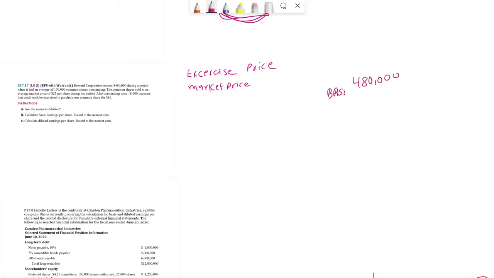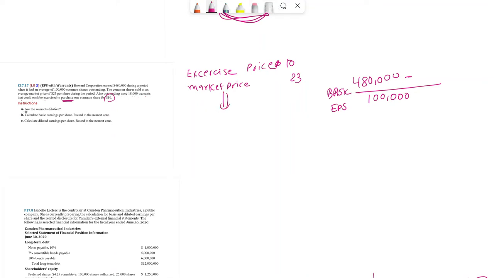That is your basic, to calculate your basic earning per share. They had an average of 100,000 shares, so that's my 100,000. The common shares sold at an average price of 23, so the market price is 23. Also outstanding were 18,000 warrants that could be exercised to purchase shares. So it's a call option at $10. Are they in the money? Yes, they are in the money. We're going to get it for $10 when the price is 23.